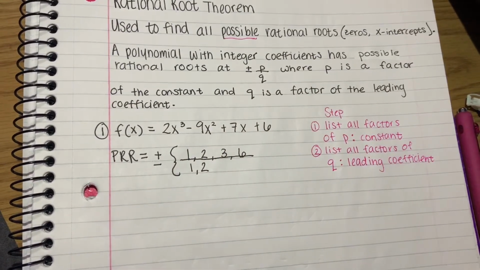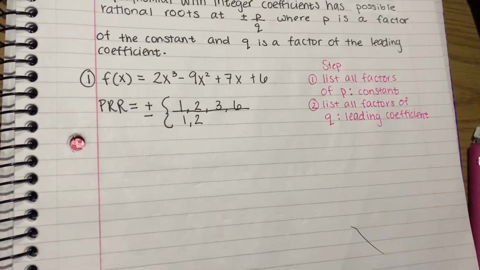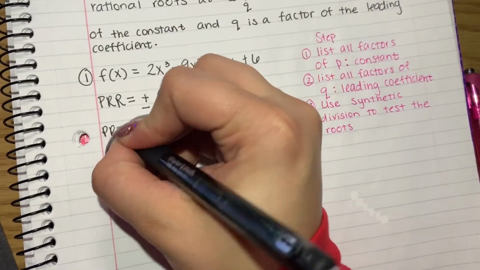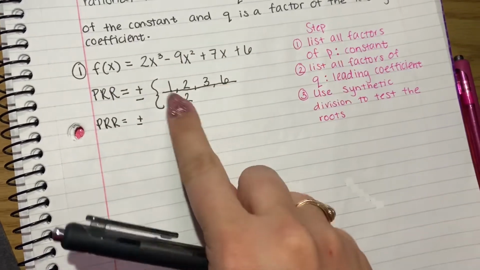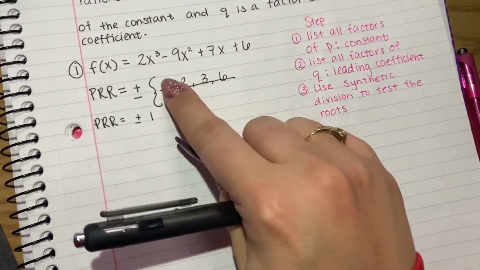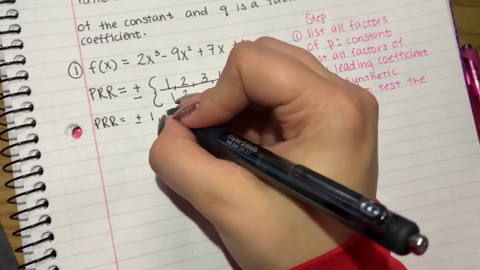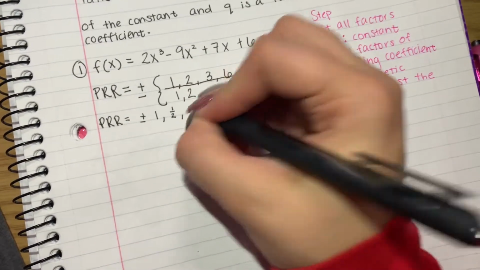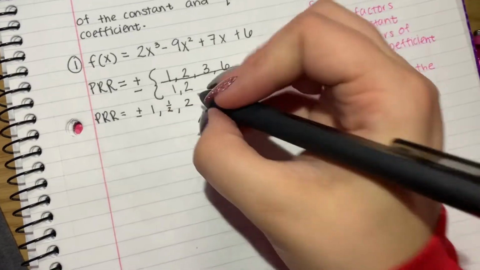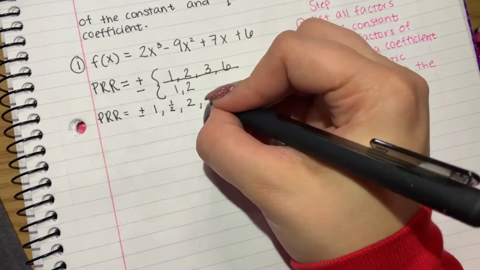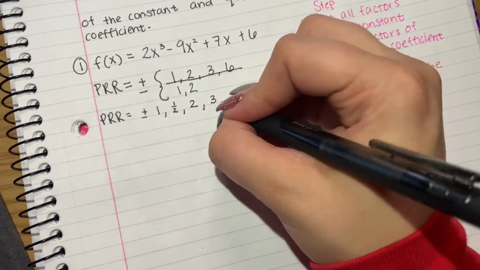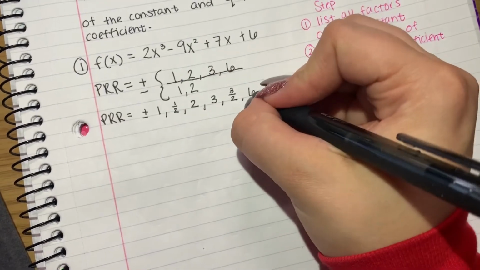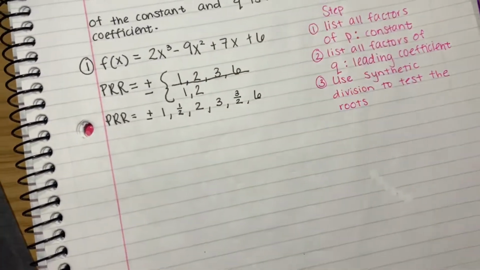So when we list those factors, we have our p over q. Now I want to organize those fractions, those possible rational roots, and simplify anything I might see. I'm going to do 1 over 1, which is 1, 1 over 2, which is 1/2, and then I'm going to do that with each p over each q. So 2 over 1 is just 2, 2 over 2 is 1, I've already written that, so I don't need to write it again. 3 over 1 is 3, 3 over 2 is 3 over 2, and the last, 6 over 1 is 6, and then 6 over 2 is 3. I already have 3, so I don't need to write it again.